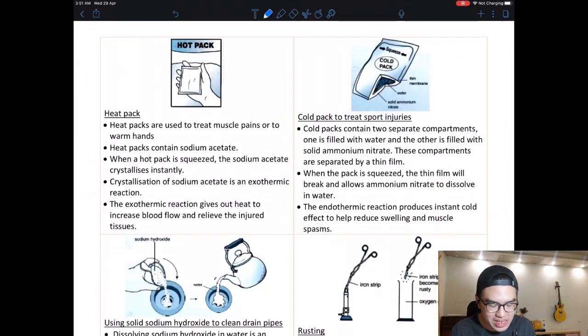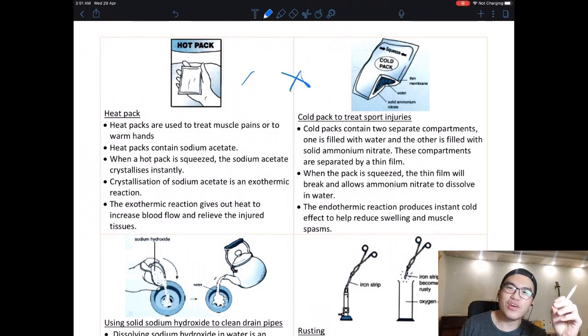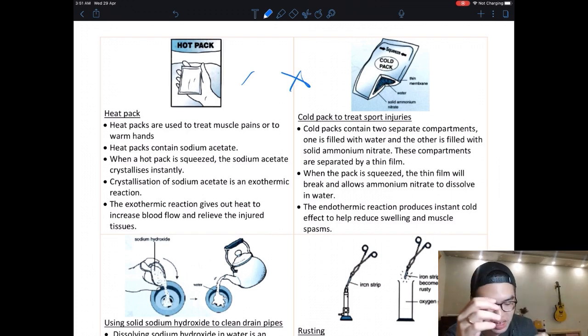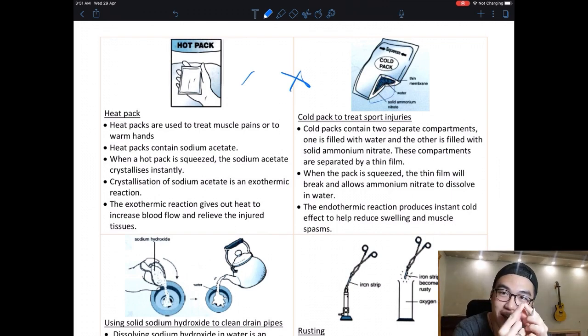Hot pack. This is opposite. Okay, what is hot pack? You can find this in pharmacy. I don't think you can find hot pack, you can find cold pack easier. Okay, what is cold pack? Cold pack is actually two substances inside the bag. They are not mixed together. If you want to use it, you just press them together.